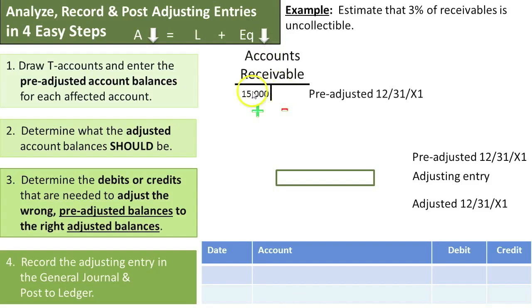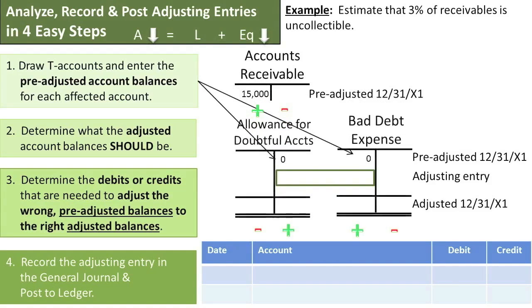We're dealing with these gross receivables of $15,000. We're saying they're overstated by 3%. Therefore, we need to reduce them using a credit. Now, we could put the credit here, but that's not what accountants do. They put the credit in a separate account called allowance for doubtful accounts. This is what's called a contra asset account. We increase contra assets by crediting them.